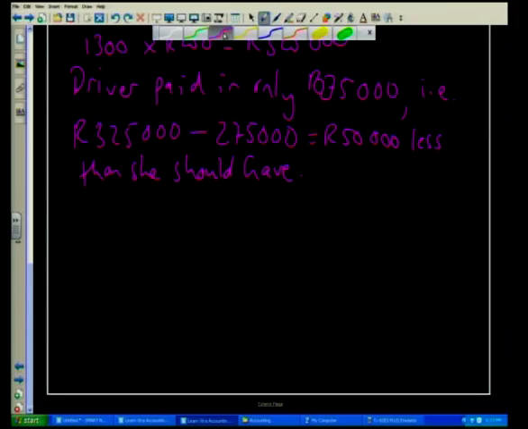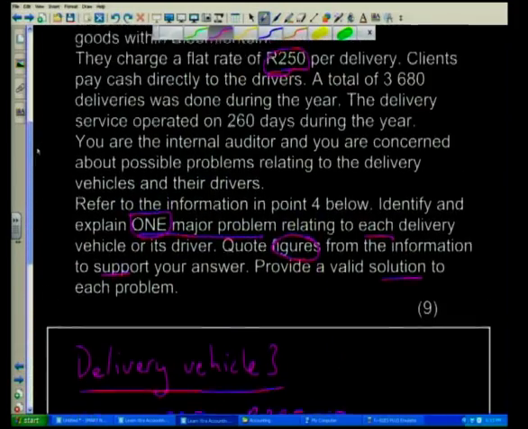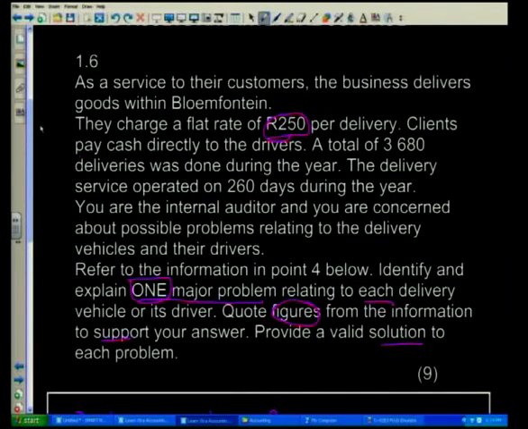Remember, the question says that the drivers are paid in cash. The customers pay cash directly to the drivers. So that means that when the driver makes the delivery, the customer pays that money in cash, and that makes it quite easy for the driver to pocket some of the money himself or herself. How could we fix that? Well, we'd need to apply some type of internal control mechanism.